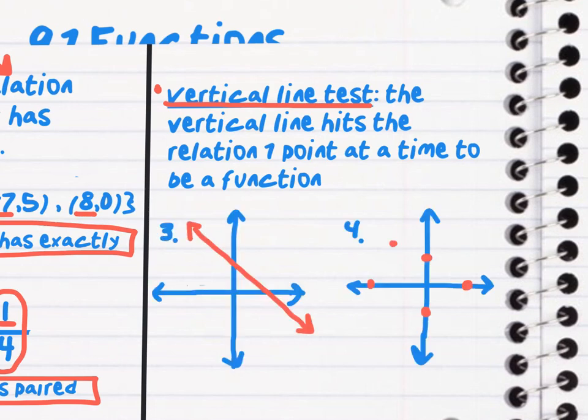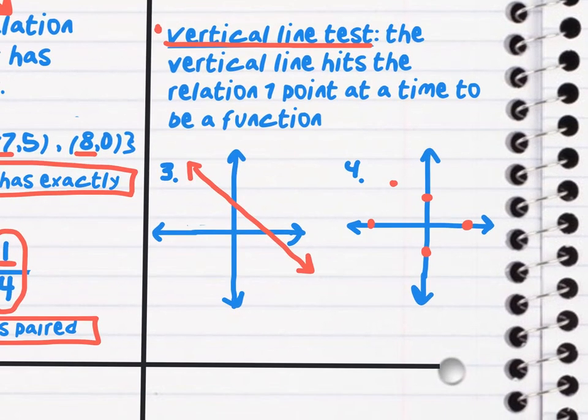Okay, so I want you to draw what you see on your screen here for problems 3 and 4. The red line and the red dots are our relations. We're going to use the vertical line test to see if they pass the test, and if they do, that means they're a function. Pause the video if you need to so that you can draw the graphs. I also left some space here because we're going to do some writing.